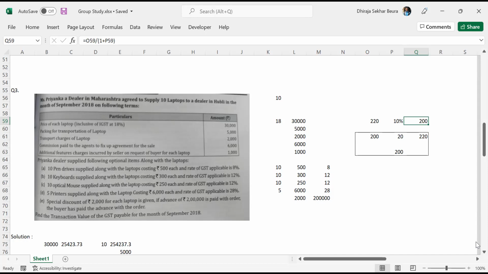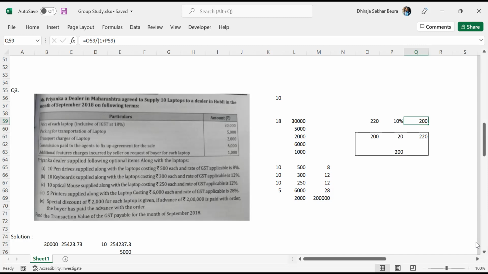Now, Priyanka dealer supplied the following optional items along with the laptops. The first one is 10 pen drives supplied along with the laptops costing 500 rupees each, and the rate of GST applicable is 8%. So 10 pen drives are there. It is included in the price as we are accumulating all the supplies together, supplying the laptop with the pen drives, with the keyboards, with the optical mouse.